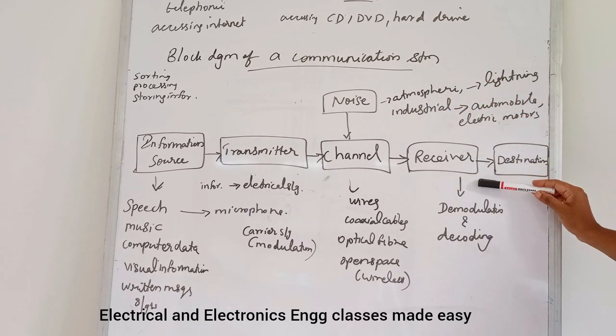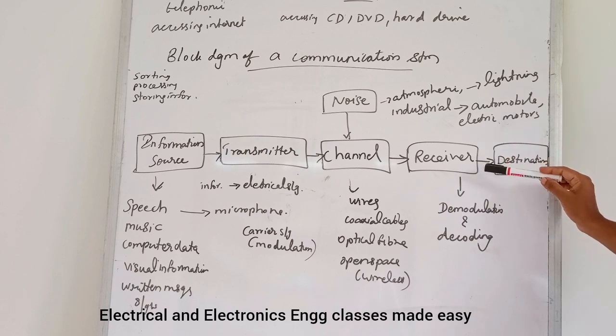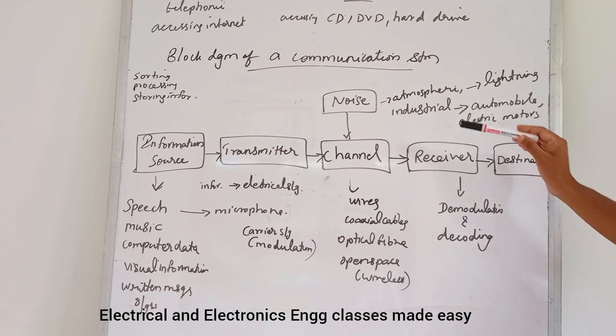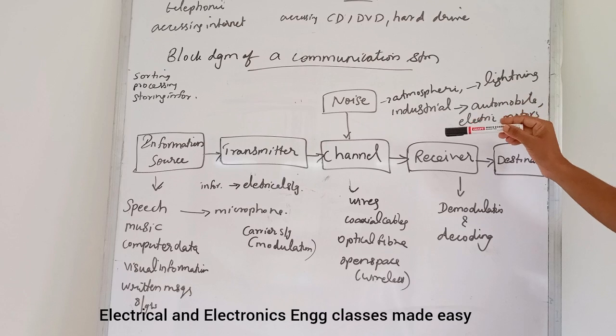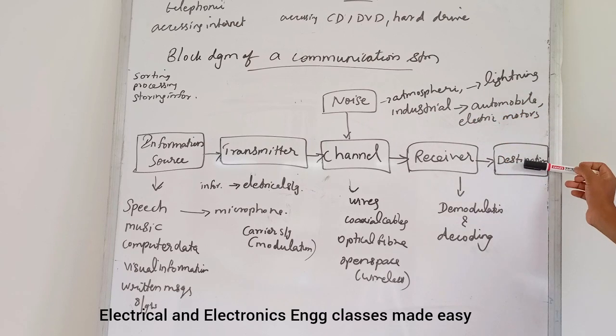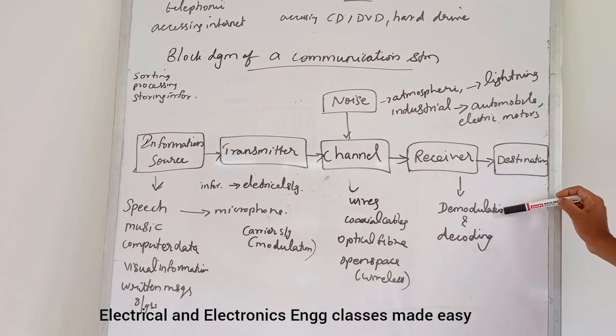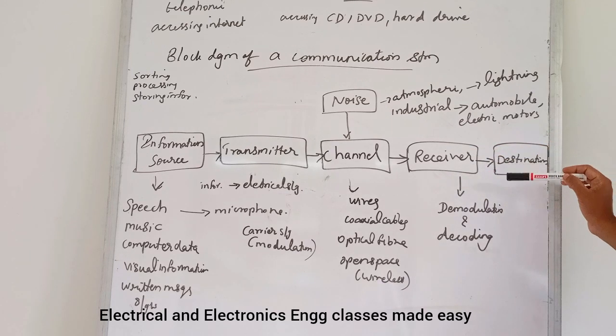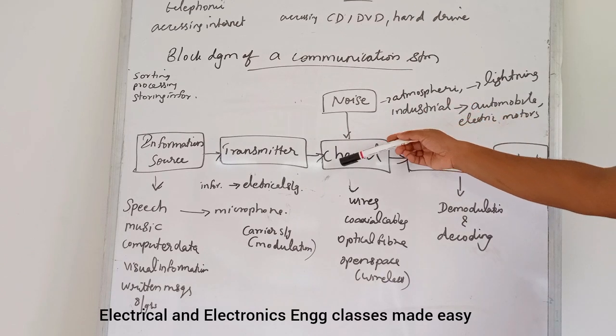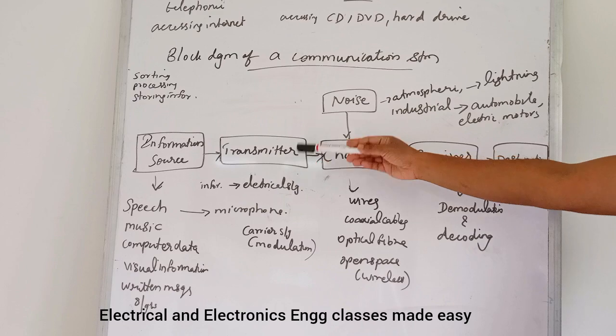Next is receiver. The receiver is a collection of electronic components and circuits that accept the transmitted message from the channel and convert it back to the original information. The important function of the receiver is demodulation. Demodulation and decoding are the reverse of the signal processing performed at the transmitter.